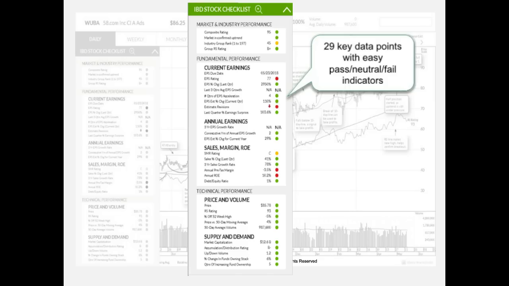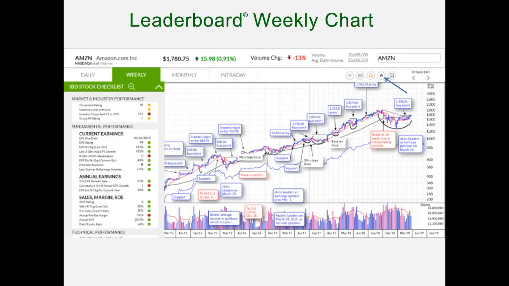The weekly chart. Here's the weekly chart of Amazon. You can see it's heavily annotated. What do we learn from the weekly chart, gentlemen? Well, you're going to see bases. You're going to see entry points, exit points. A lot of similar things you'll see on the daily, but this is where we annotate where stocks enter and exit Leaderboard.